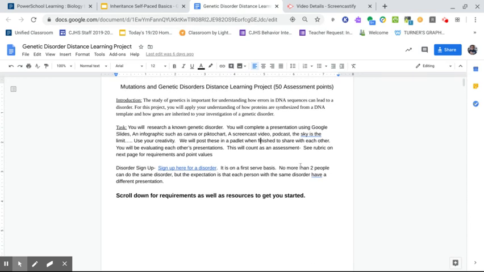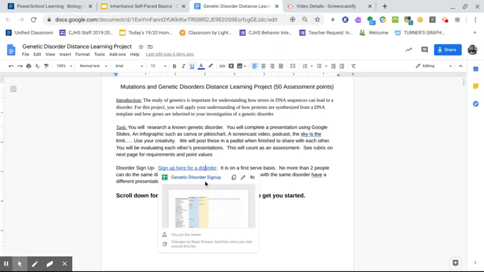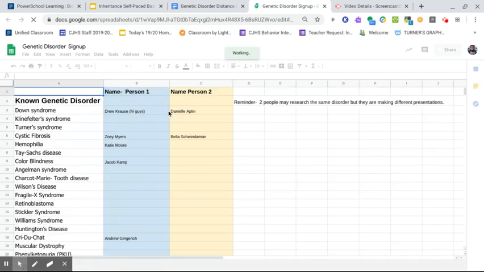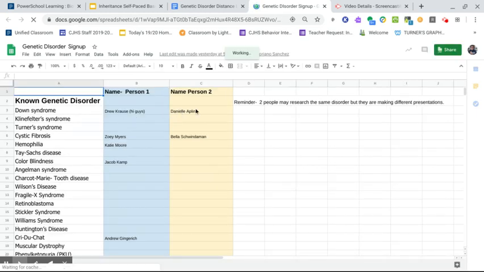Now, no more than 2 people can do the same disorder. I said you're not working in pairs, but it's okay for two people to do it. Like right here, we have Down syndrome. We have two people doing it. They're not going to be working together. They're each going to have their own presentation, but they can each do the same disorder. So I hope that's not too confusing.